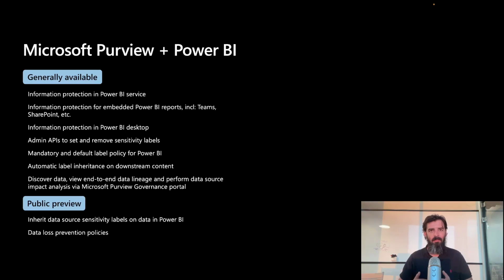Thank you, Yael, Naama. So to recap, Microsoft Purview and Power BI has quite a lot of integrations available to help you meet your compliance and governance requirements. Most of them are generally available, including information protection in Power BI Service, information protection in Power BI Desktop, the mandatory default label policies, downstream inheritance capabilities, and the integration with data map and data lineage in the Purview governance portal. Still in public preview, and we are working toward getting them into GA, are inheritance from data source and the newly introduced data loss prevention policies.